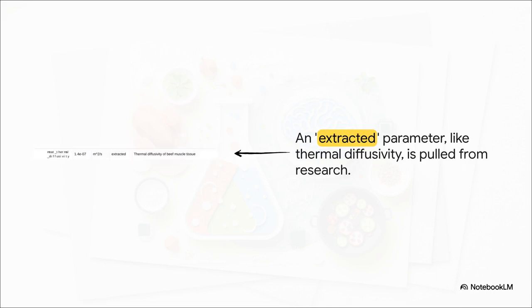But extracted parameters, oh, that's a whole different story. These are the solid scientific facts that hold the whole thing together. We're talking about things like the thermal diffusivity of beef, which is just a fancy way of saying how fast heat travels through it. This info is pulled straight from actual research papers. It's what makes the simulation, well, realistic.